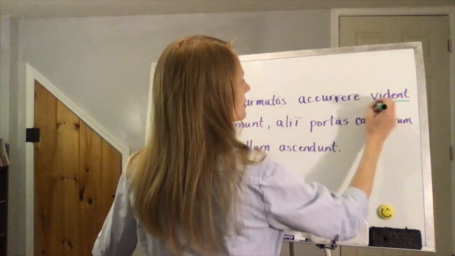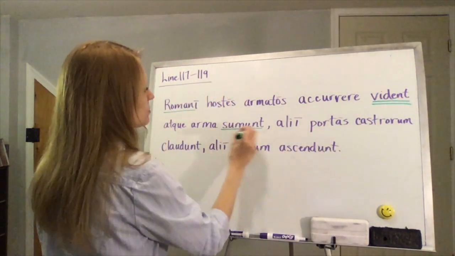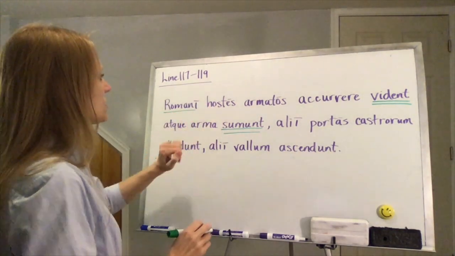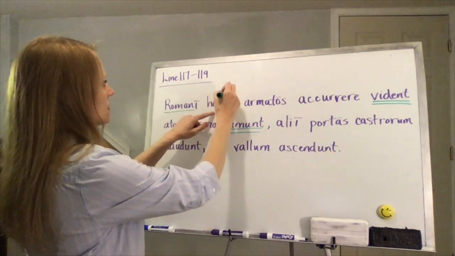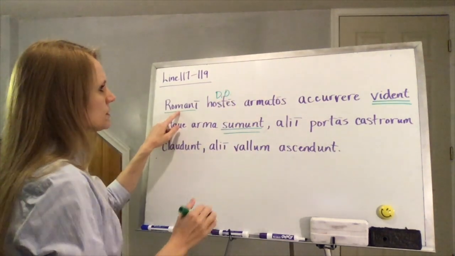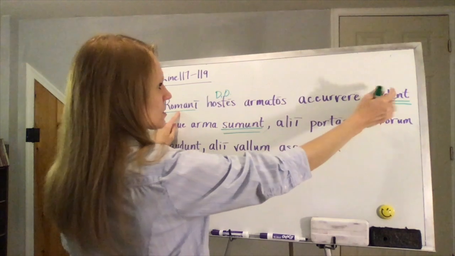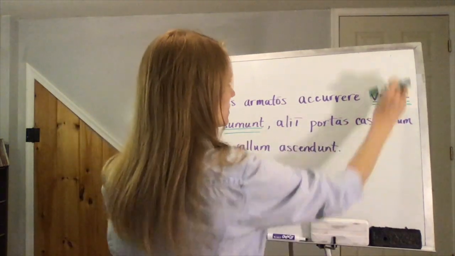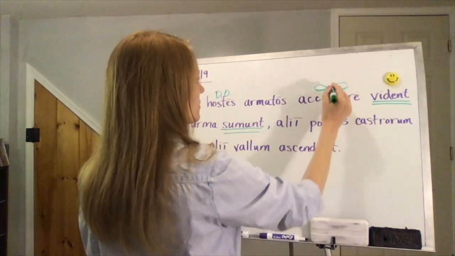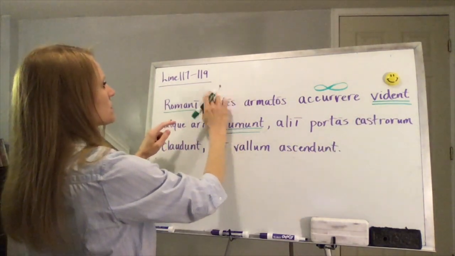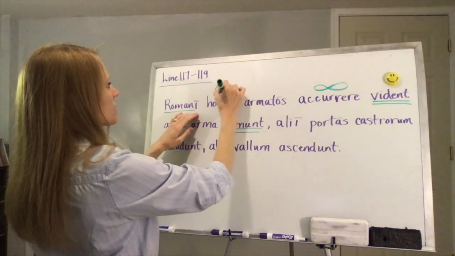Okay, vident and sumant are our main verbs here. So this is the accusative, this is the direct object. All right, so Romans see, what do they see? This is our head verb. Okay, I'll just put this little guy here. Here's our infinitive. They see the, oh sorry, this isn't the direct object. This is our accusative subject, okay?